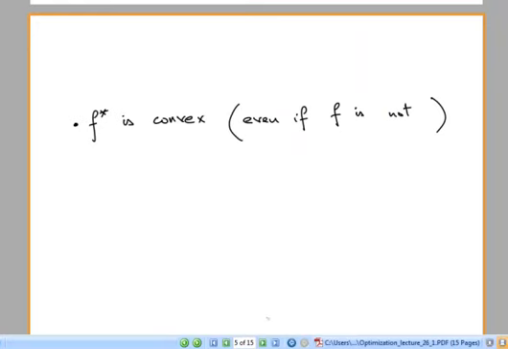And the nice thing about this conjugate function is that it is convex even if my f is not. Would you like to prove it? Take a minute. Try to prove this by definition. Use that supremum property.